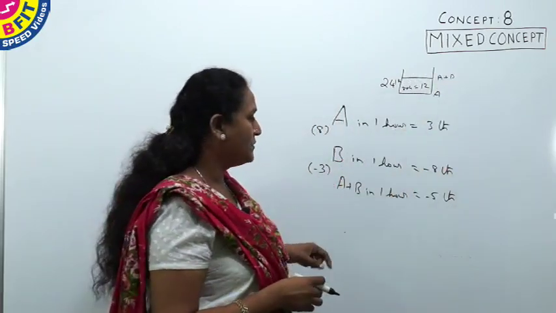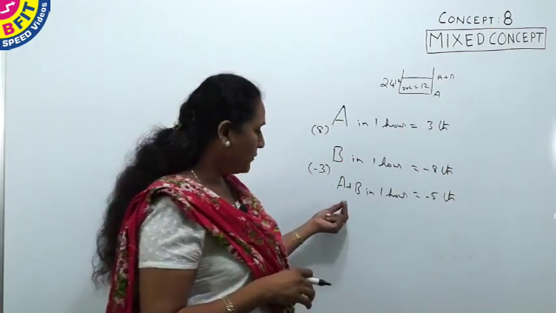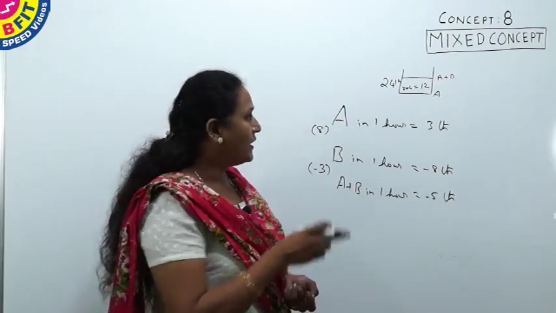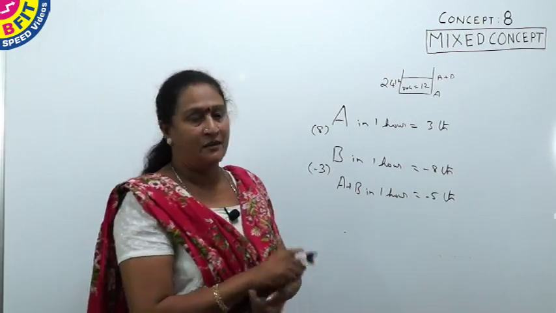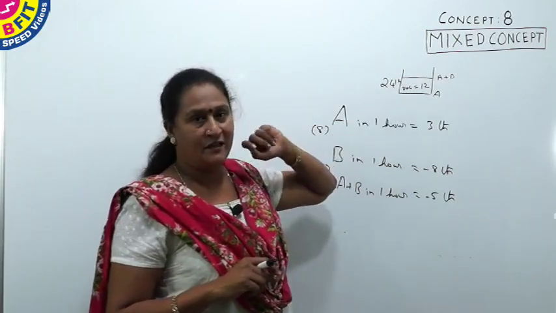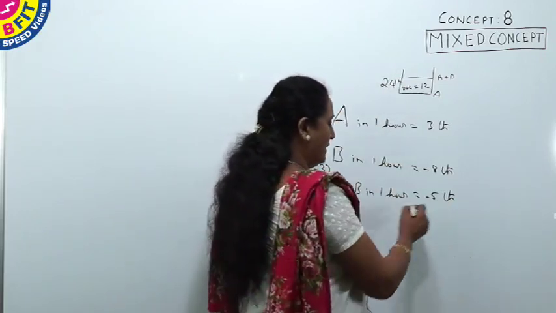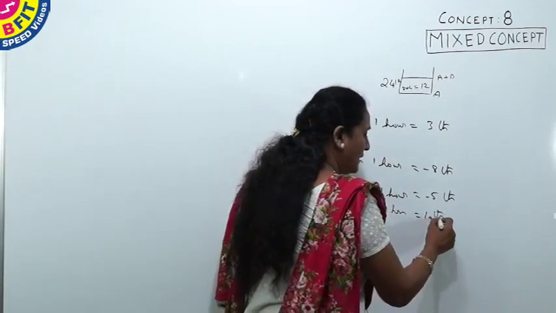When both the taps are open, there is no filling effect. It is only emptying effect. How many liters do they empty in 1 hour? 5 liters. So for how many hours are A and B open? For 2 hours, B is open with A. So you have 12 liters here. In 2 hours, how many liters will they empty? In 1 hour, 5 liters. In 2 hours, 10 liters will be emptied.